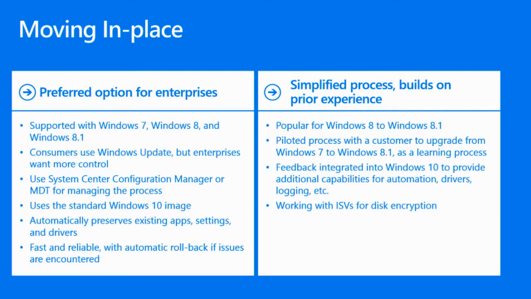we need some new command line switches, we need some new options for migrating drivers, we need to work with ISVs on third-party disk encryption tools, we need better logging, we need to fix these shortcomings in the current Windows 8.1 upgrade so that Windows 10 is that much better. So we've already done that. They're all built into the system, and we're not even stopping there. We're continuing to invest more in the in-place upgrade process to make it better as we move forward.